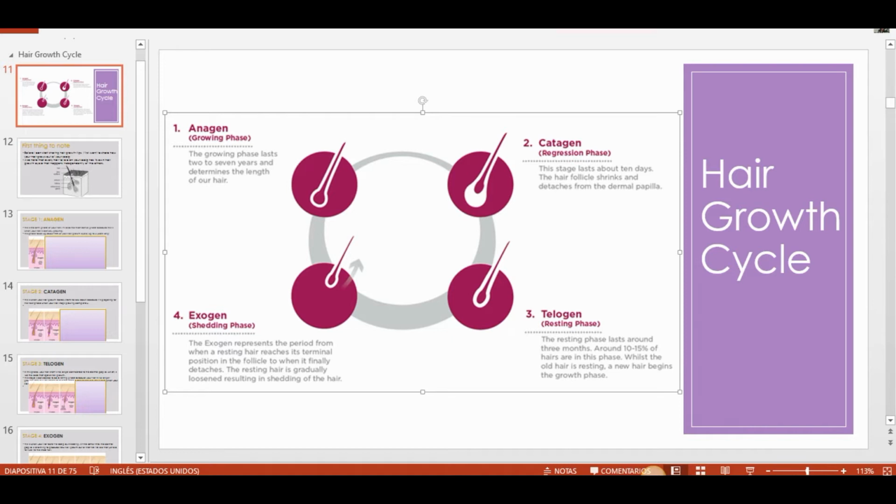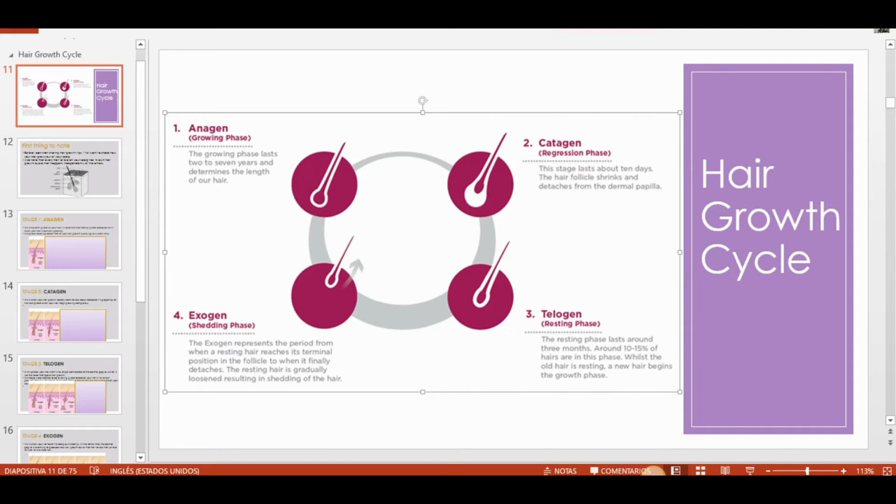And then the next phase is the catagen phase, and this is where your hair will stop growing, because it's preparing for the next phase. So your hair follicle, which is pretty much the root where your hair grows out of, will start to shrink, because this hair is about to come up. And then the next phase, again, I'm going to go through this in more detail.